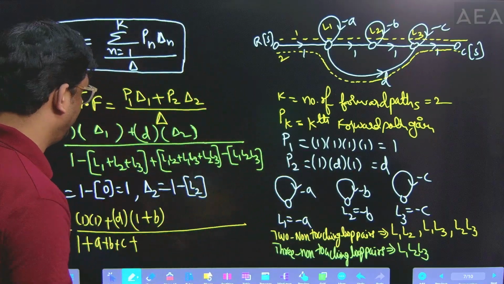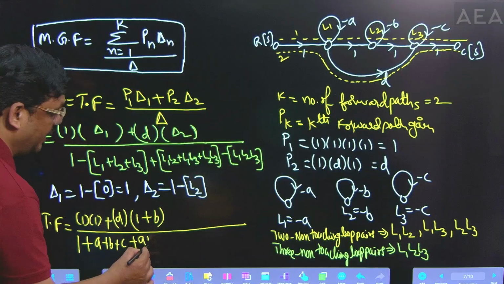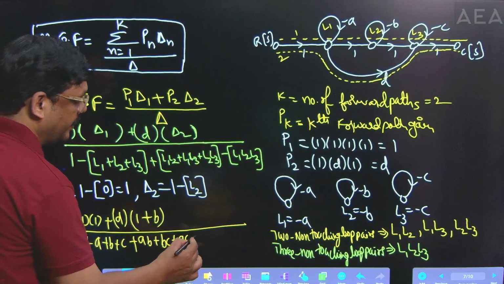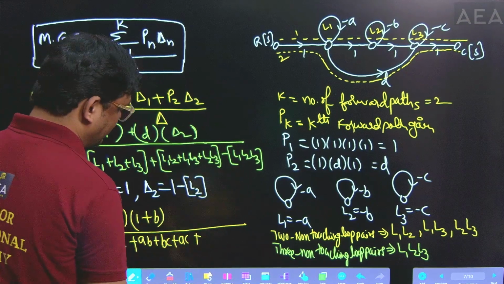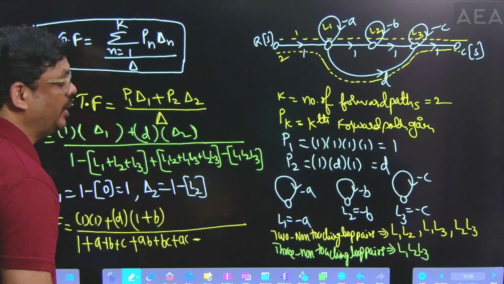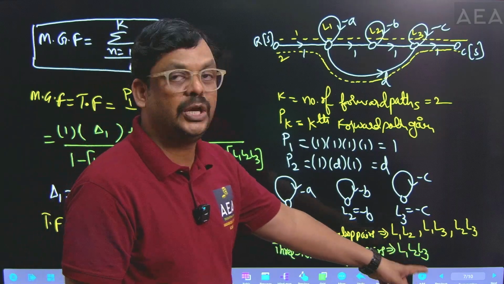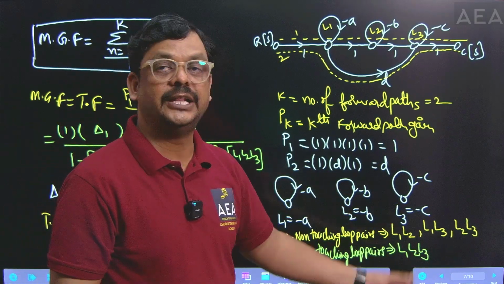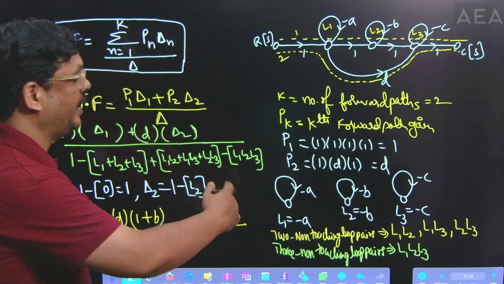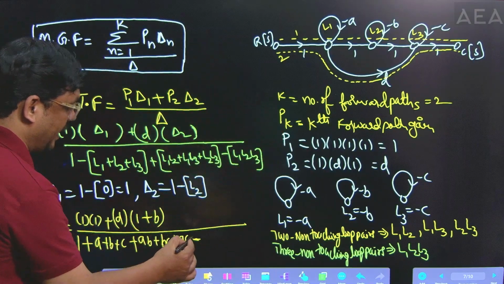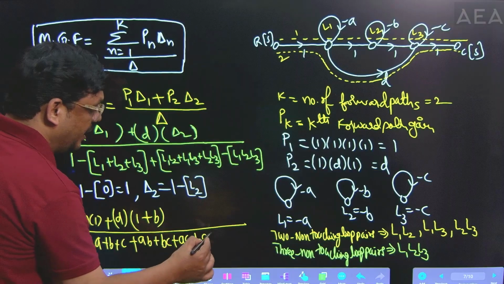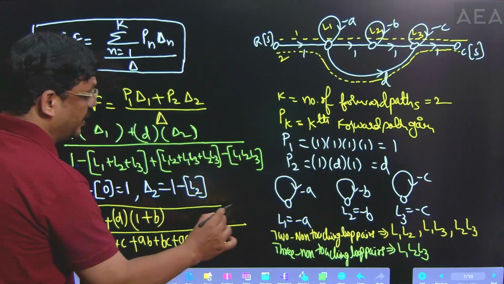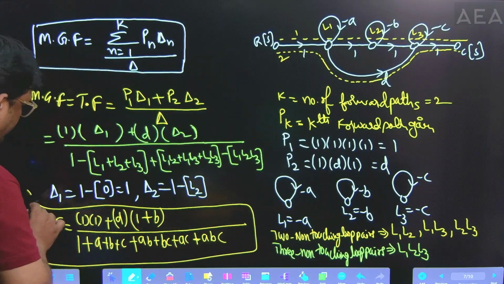So minus into minus is plus, that's what I'm writing here: AB plus BC plus AC. Plus, again the sign is minus there, L1 into L2 into L3. So L1 into L2 into L3. The L1 loop gain is minus A, the L2 loop gain is minus B and the L3 loop gain is minus C. So minus into minus into minus is minus, and again it becomes plus here. So A, B, C. So this is the transfer function of the given signal flow graph.